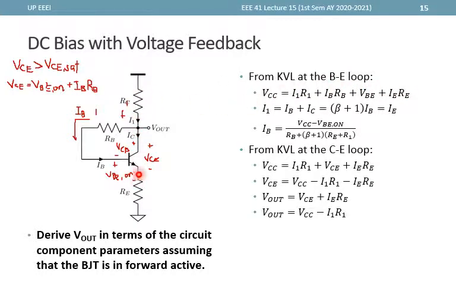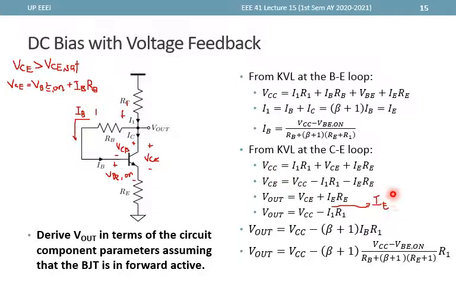Now, KVL passing here, VCE, then VCC is equal to I1 R1 plus VCE plus IE RE. Solving for VCE, isolating VCE, we get VCC minus I1 R1 minus IE RE. Although we're most likely sure that this one is greater than VCE sat already. Now solving for Vout can be written as VCE plus IE RE or VCC minus I1 R1, although I1 again is exactly equal to IE.